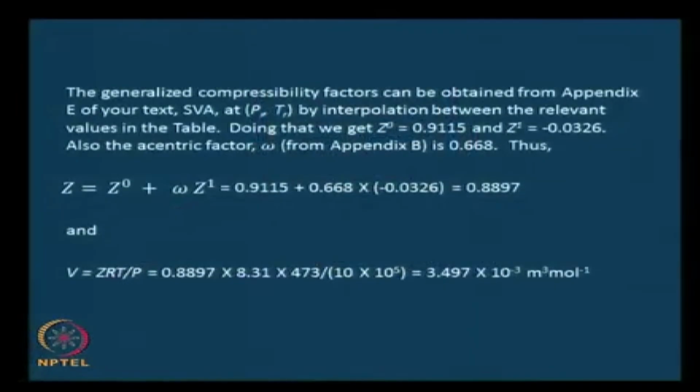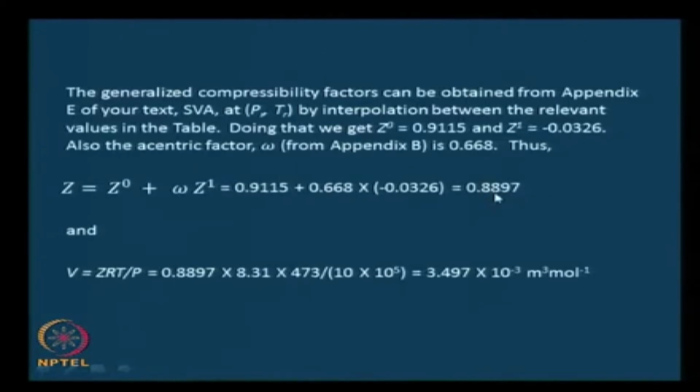Let us continue. V, just the calculation: Z is PV by RT. So, transposition gives V equals ZRT by P, the molar volume.